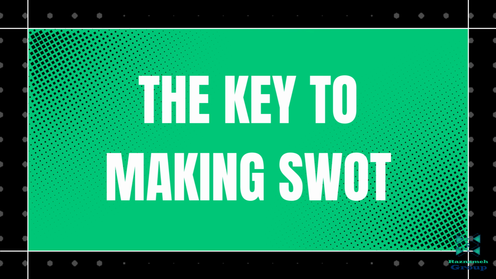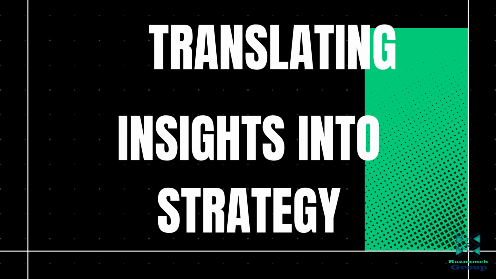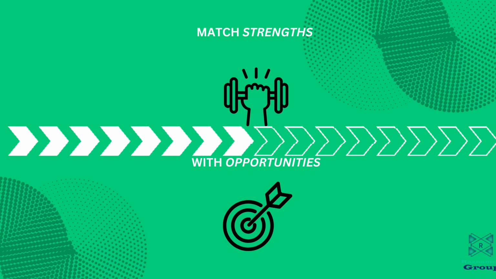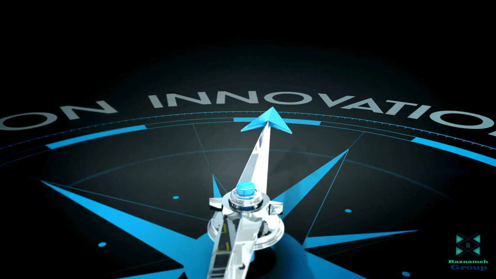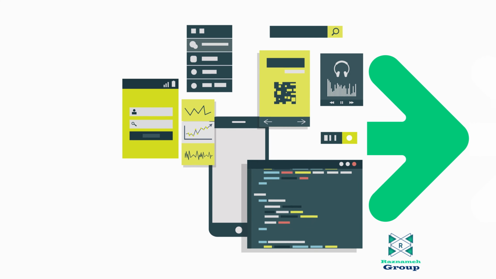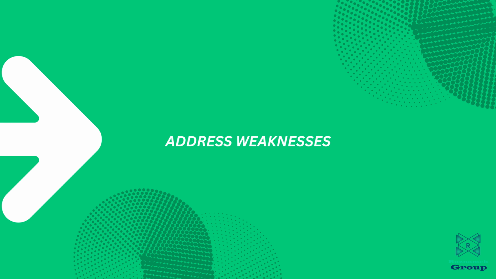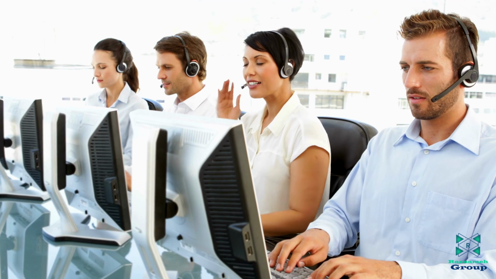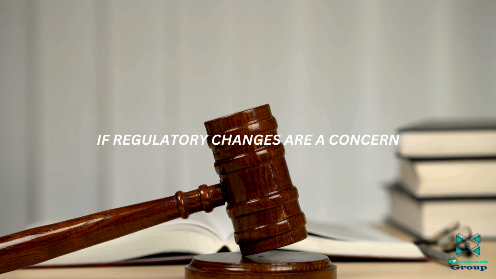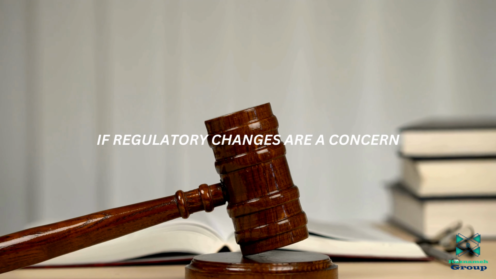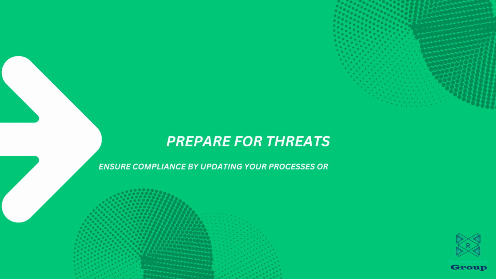The key to making SWOT actionable is translating insights into strategy. Here are some examples. Match strengths with opportunities. If you have a talented R&D team and see demand for innovation, focus on developing cutting-edge products. Address weaknesses. If customer service is a problem, invest in training or hire experienced staff. Prepare for threats. If regulatory changes are a concern, ensure compliance by updating your processes or hiring experts.